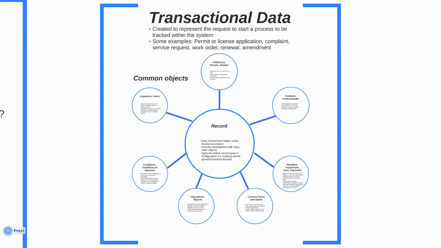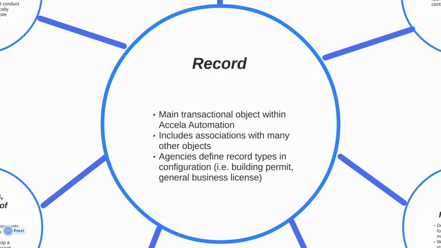Let's start with transactional data. So transactional data is basically when you request to start a process within the system. For example, a customer comes in and files a permit application. They're requesting that they want to build a new residential home. The record that gets created in the system and all the objects associated with that record are what we consider transactional data. So let's start with a record.